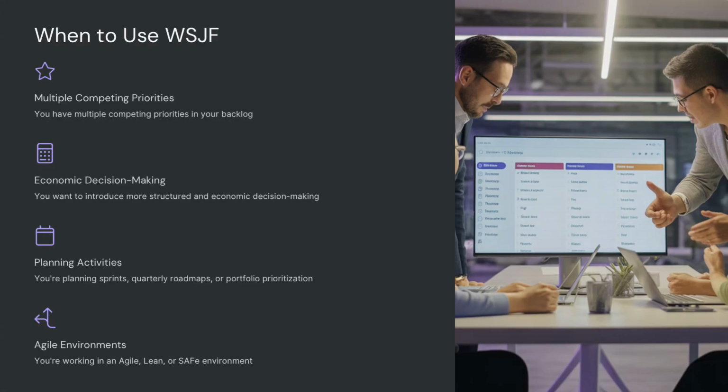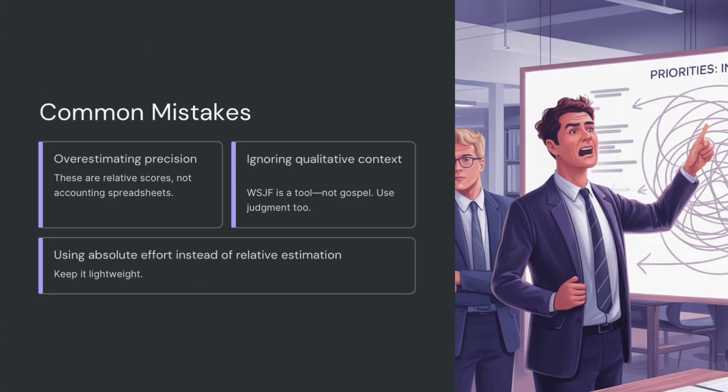But like any method, I bet there are ways to mess it up. Are there common mistakes people make when they try to implement WSJF? What should you watch out for? Oh, absolutely. Three big ones tend to pop up. First is overestimating precision. People get really bogged down trying to calculate COD down to the last dollar or get the job size perfect. Remember, these are relative estimates. Their value is in comparison and sparking discussion, not in being accounting-level accurate.